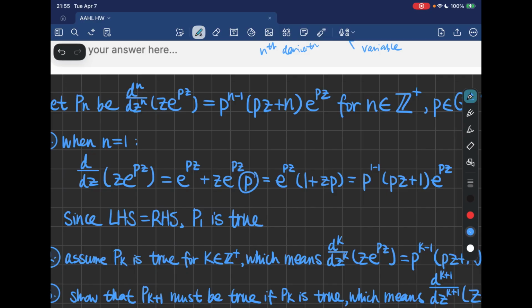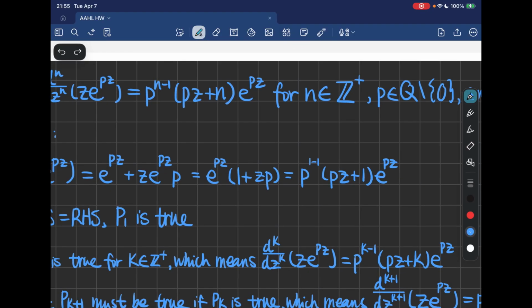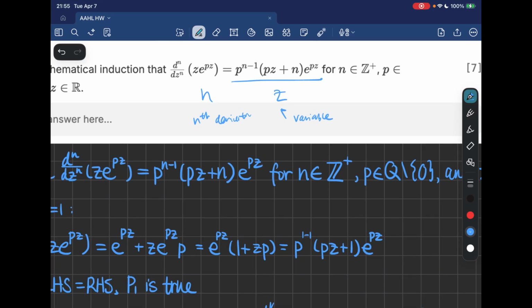Remember, p is a number, okay? Z is the variable of interest. So we have to multiply by p here due to the chain rule. And we can pull out e to the power of pz. So we have this factored out like this, and then we can make it look like this form, right?